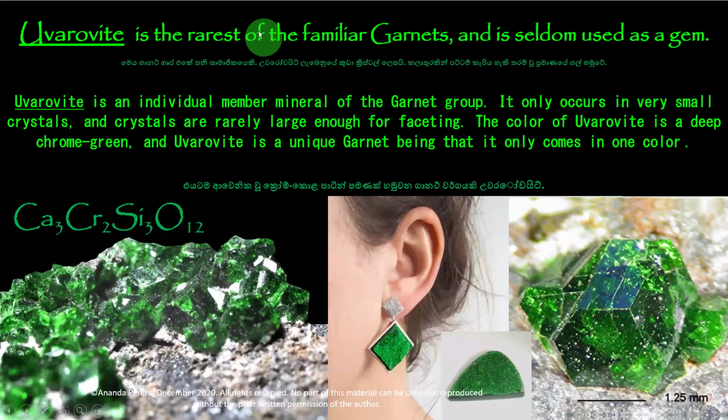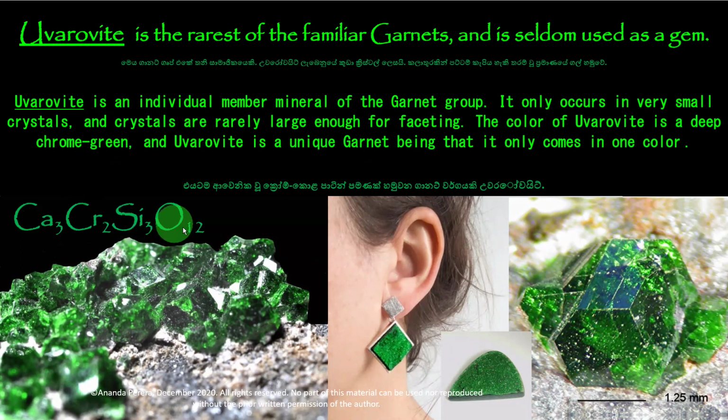Now we are moving to another variety, Uvarovite. Uvarovite is the rarest of the familiar garnets and is seldom used as a gem. It is an individual member mineral of the garnet group. It only occurs in very small crystals, and the crystals are rarely large enough for faceting.